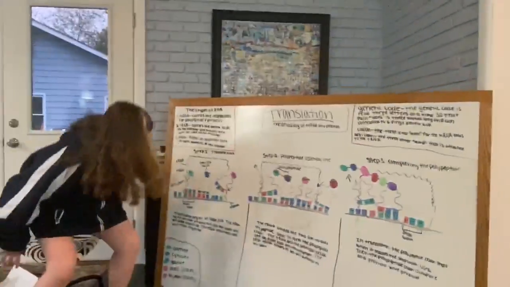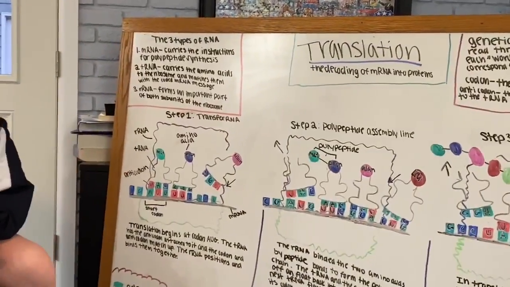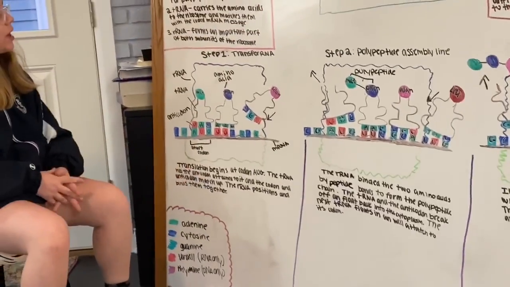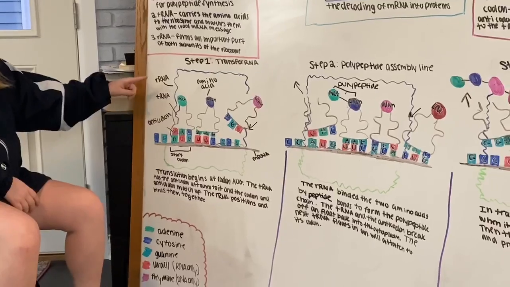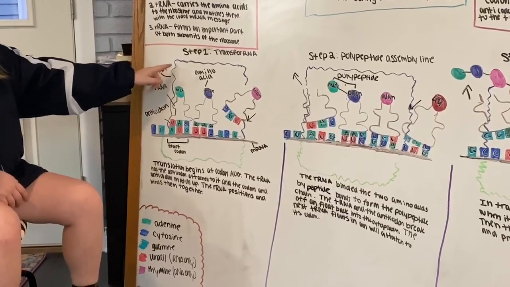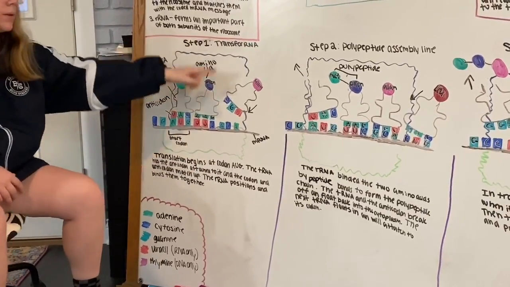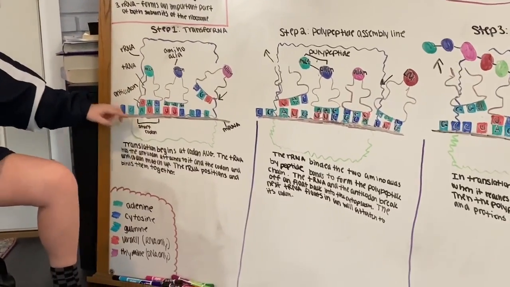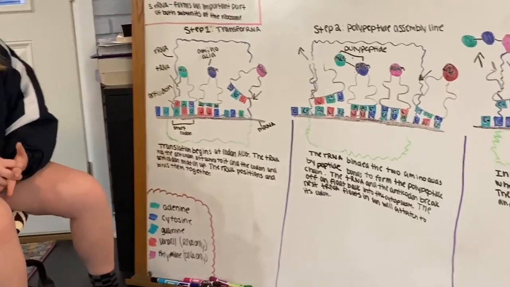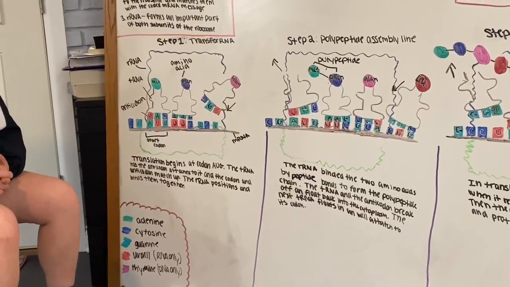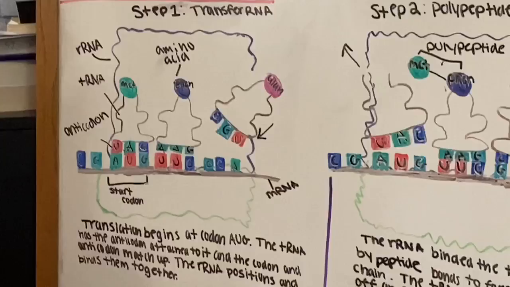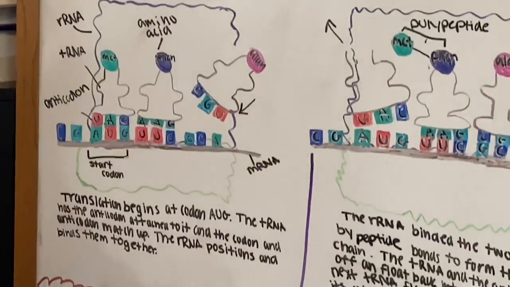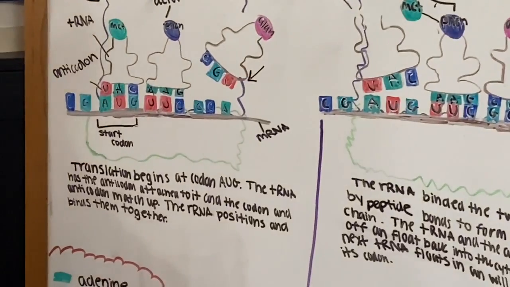So over here is step 1, which is transfer RNA. This diagram shows how there is the ribosome RNA, which is this whole entire squiggly box, and then it shows how the anticodon and the start codon bind together. It begins at codon AUG, which is methionine. The tRNA has the anticodon attached to it, and the codon and the anticodon match up. The rRNA positions and binds them together.